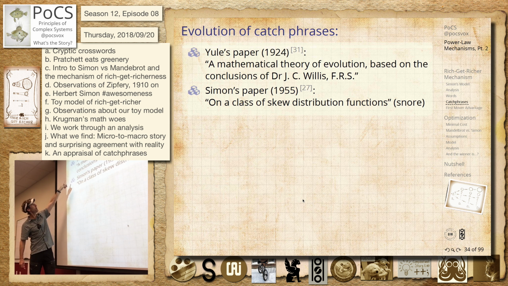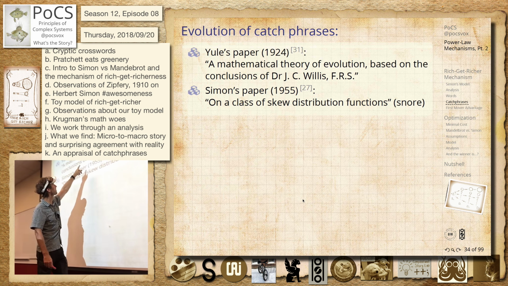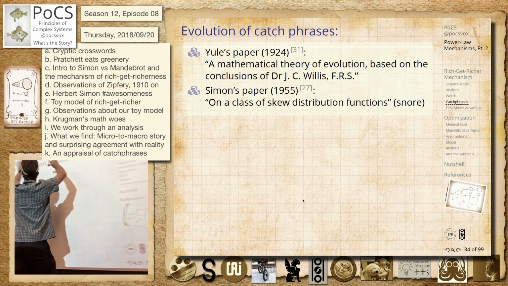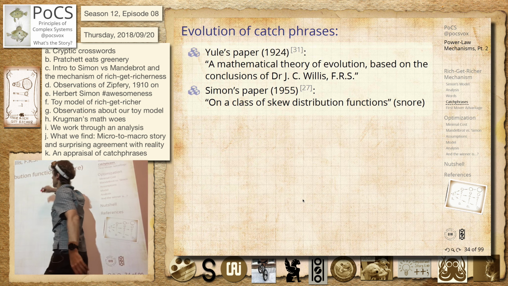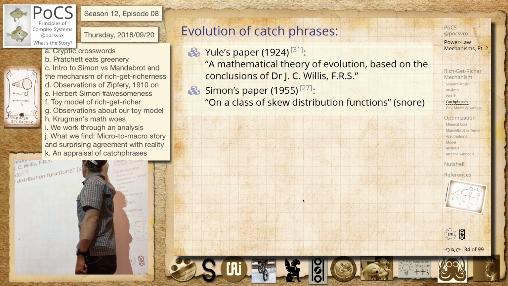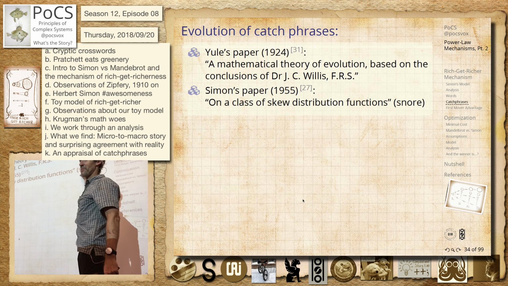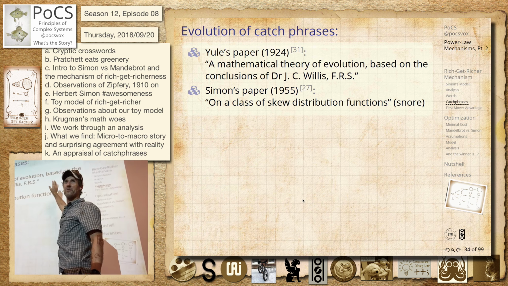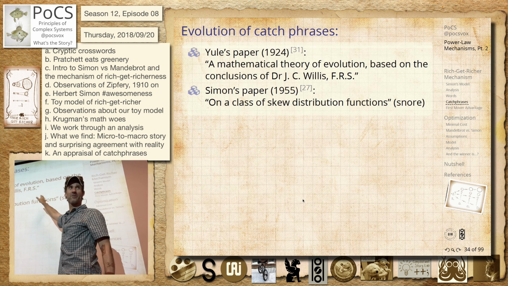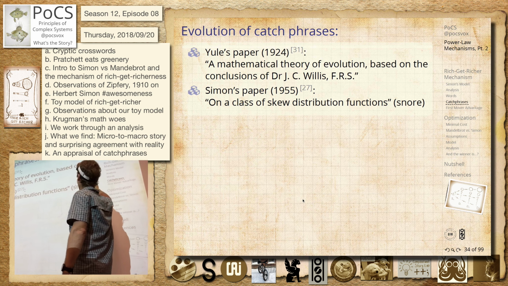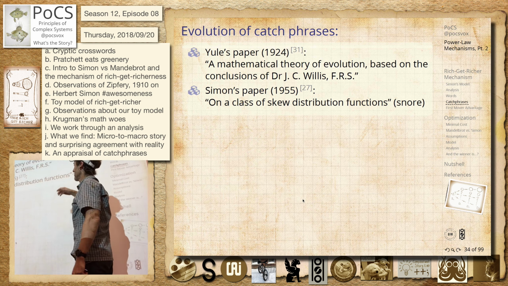So this is Yule's paper, which has a great start to it, a mathematical theory of evolution, and then based on someone else, which is kind of ridiculous. So this is Simon's paper. It's called this, on a class of skew distribution functions. Just burying everything, just like, this is terrible. And it was in Biometrika.